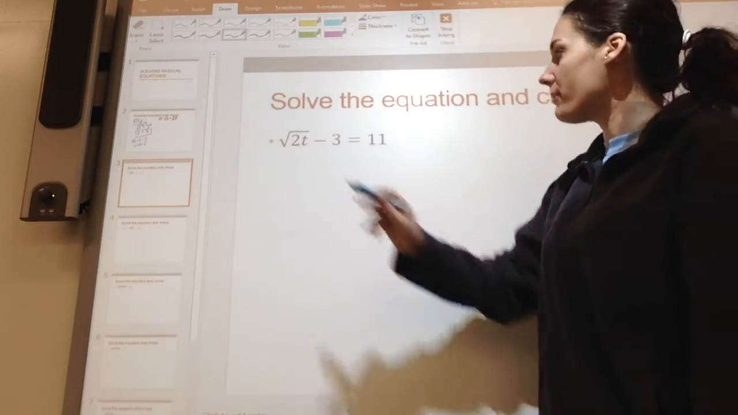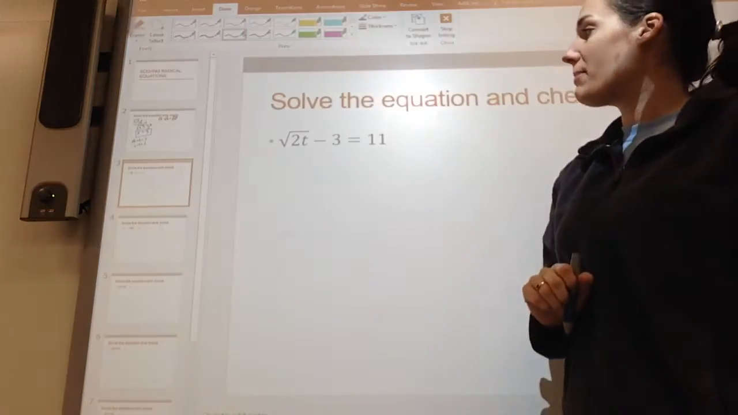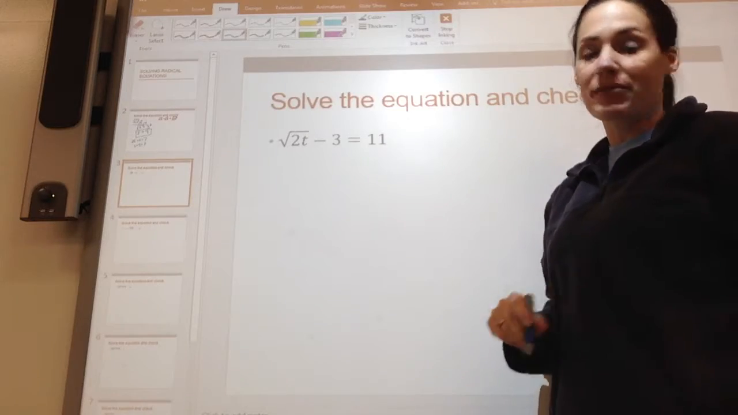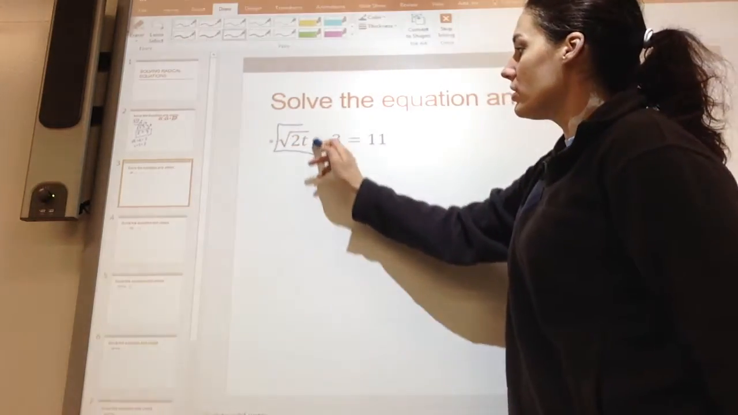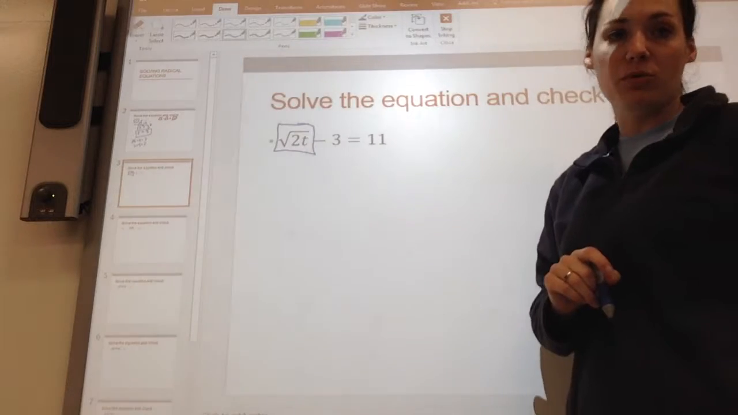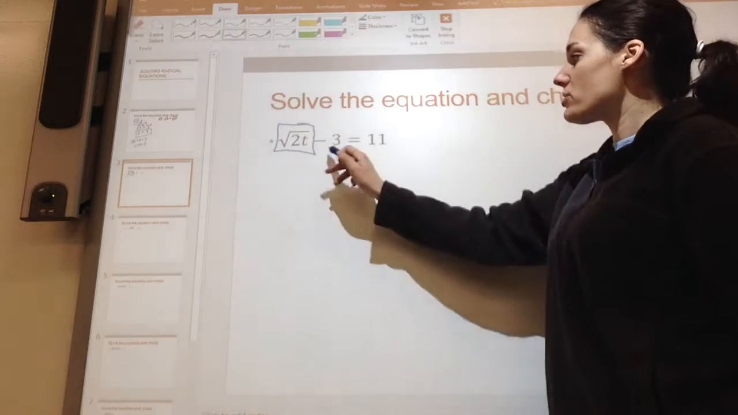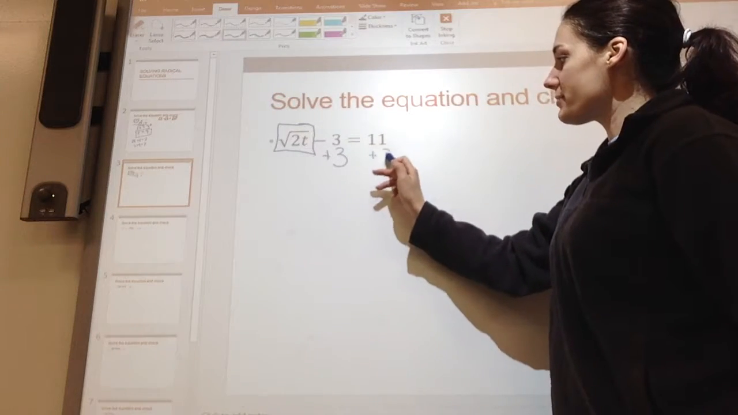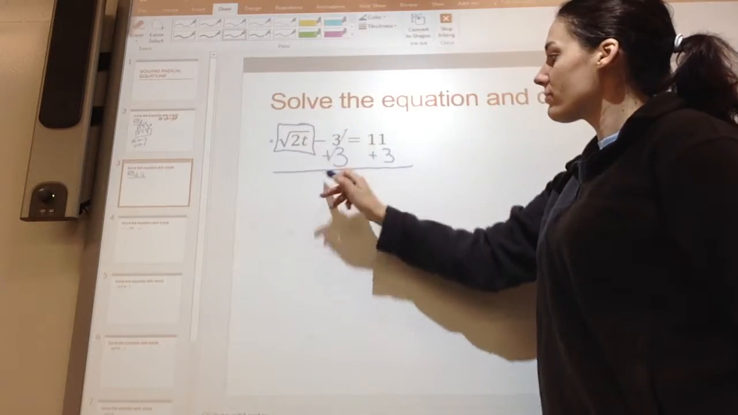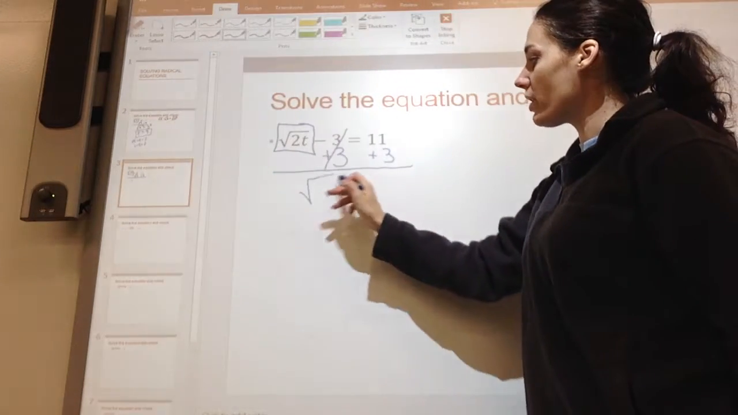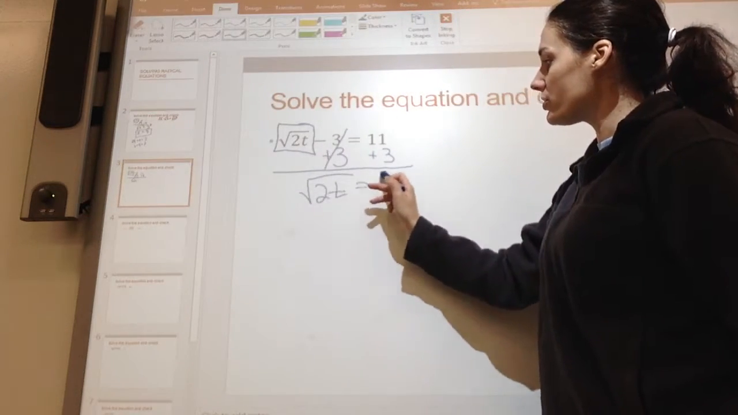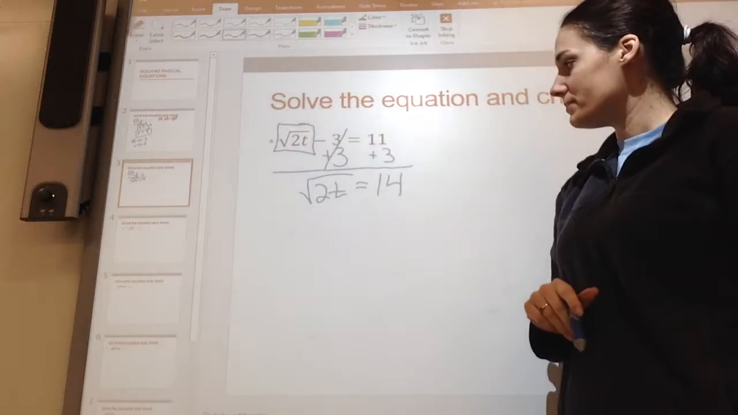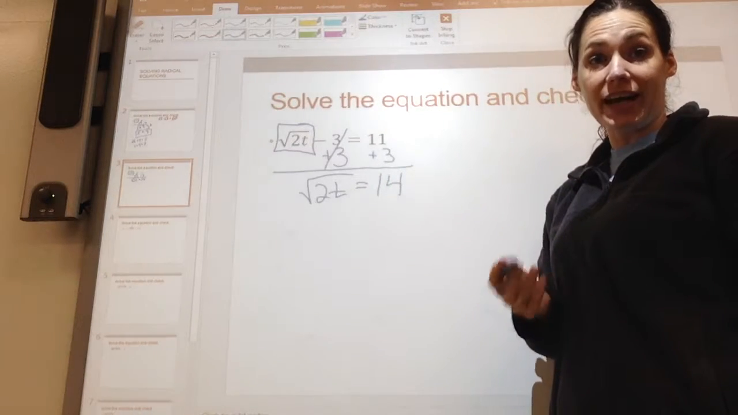Okay, here we go. Square root of 2t minus 3 equals 11. We're going to do the same thing. We need to isolate the radical, just like you would isolate a variable when you used to solve for variables. So we're going to add 3 to both sides. We would get the square root of 2t equals 14. What's next?